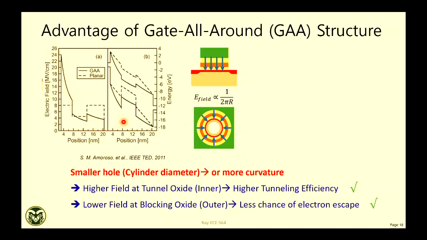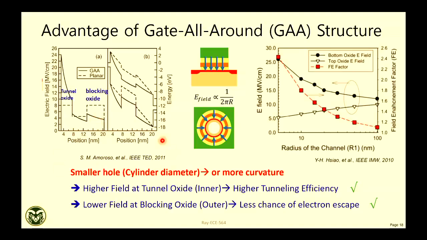And this is precisely needed because you want the tunnel oxide field to be high for a given voltage. Blocking oxide field should be less because blocking oxide should prevent back tunneling. So geometry helps here. And you can calculate the field enhancement factor because of the geometry. So all those things are good. So these are the papers from where these plots are taken.